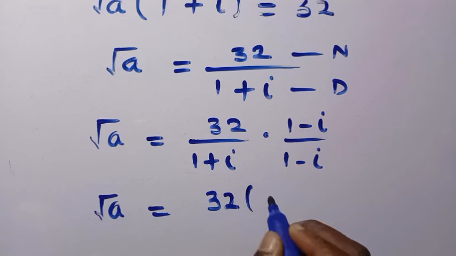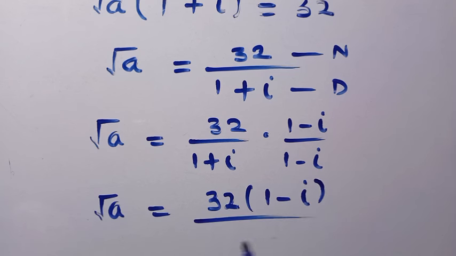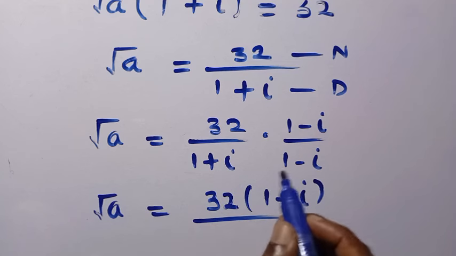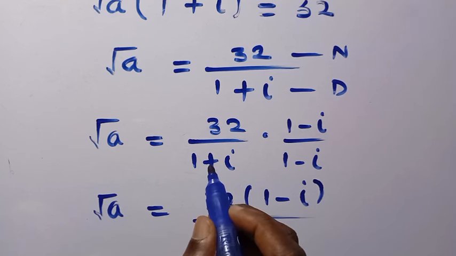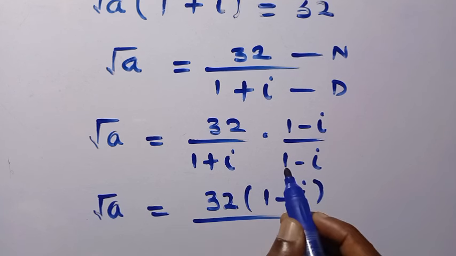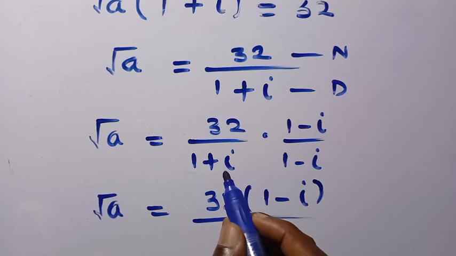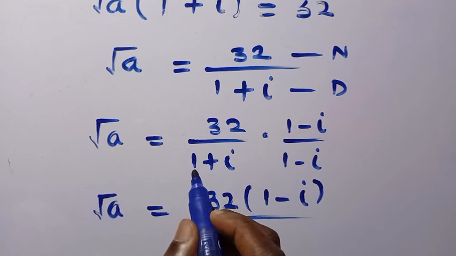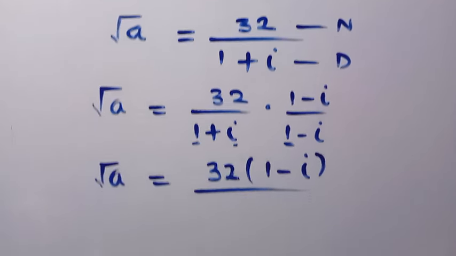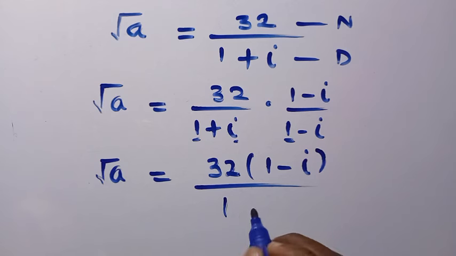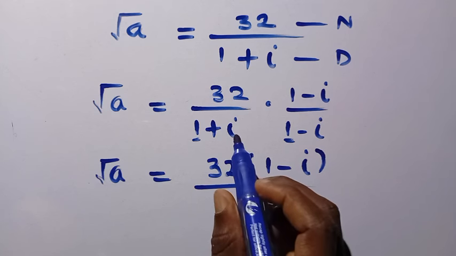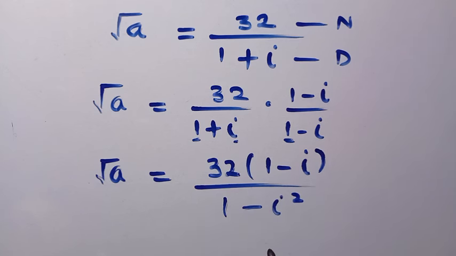That gives us 32 open bracket 1 minus i divided by, and also we have 1 plus i multiplied by 1 minus i. Looking at this, they are the same. The only difference is this is positive and this is negative. So anytime we have a kind of expression like this, same number but differences in operation, what we do is we multiply the first number with the first number, the last number with the last number here. So 1 multiplied by 1, that is 1. Then here is plus and here is minus. Plus times minus, that is minus. i times i, we have it as i squared.